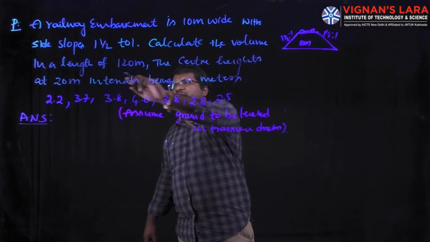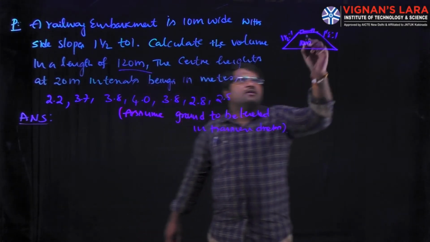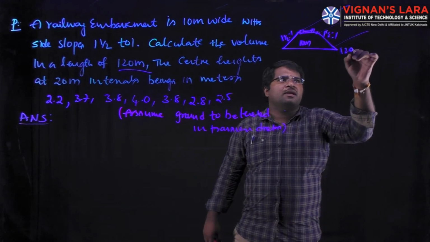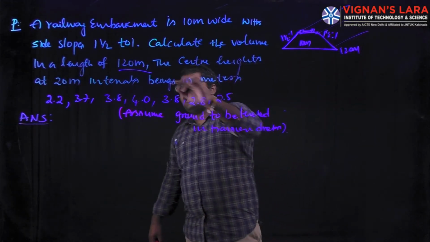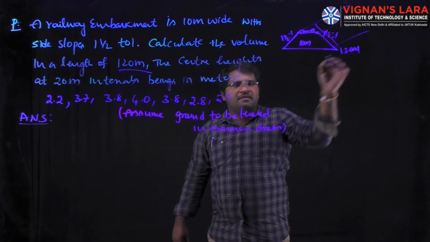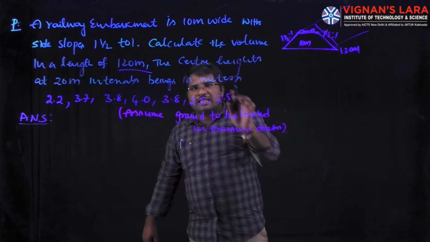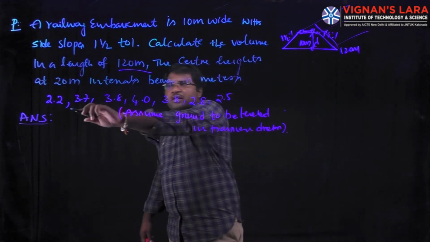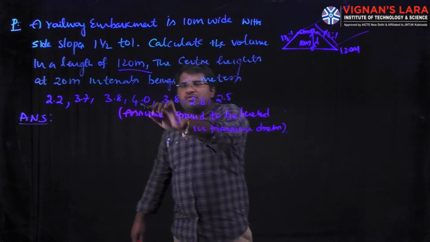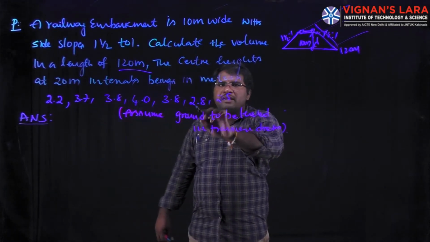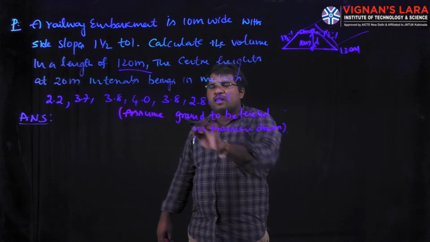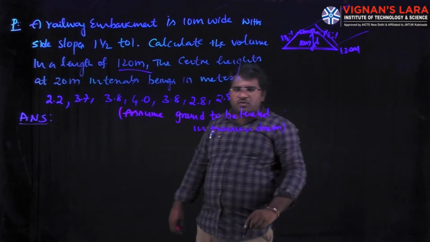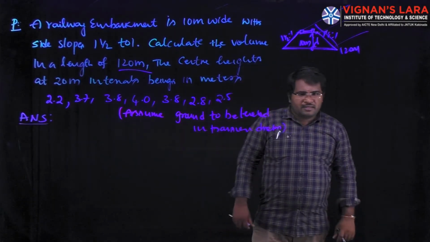Calculate the volume in a length of 120 meters. So this extends towards 120 meters. The center line heights are taken every 20 meters, that is the d value, given as 2.2, 3.7, 3.8, 4.0, 3.8, 2.8, 2.5. Also the ground is assumed to be level in the transverse direction.